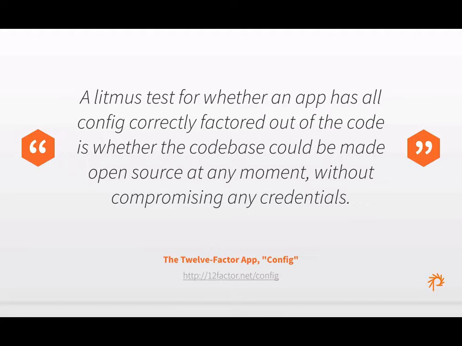So again, from the section of the 12-factor app called config, they say a litmus test for whether an app has all config correctly factored out of the code base is whether the code base could be made open source at any moment without compromising any credentials. In other words, if you write your apps in this way, you could literally just give someone the code and they wouldn't have any secrets, because all the things about what database do I use, how do I connect to the files that I need, all this stuff is going to be kept somewhere else than actually in your code base.